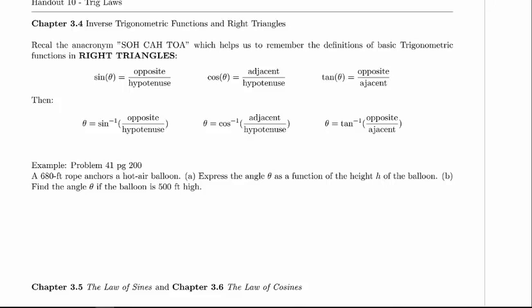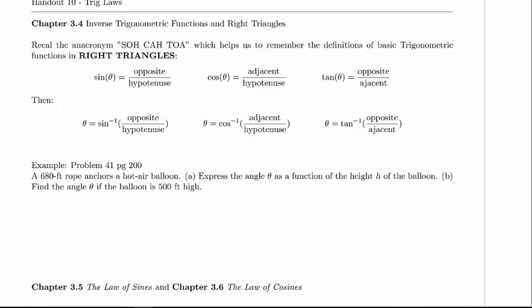So we're going to just kick this off with one quick example. And this comes from problem 41 on page 200. And we have a 680-foot rope that anchors a hot air balloon. And we want to express the angle theta as a function of the height of the balloon.